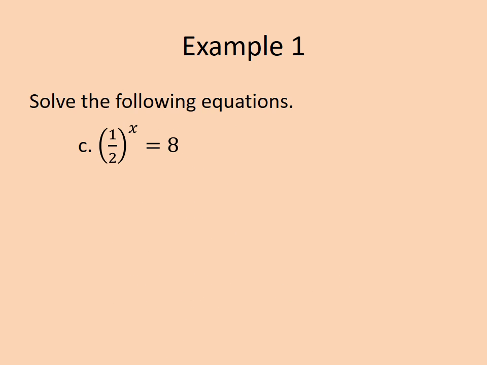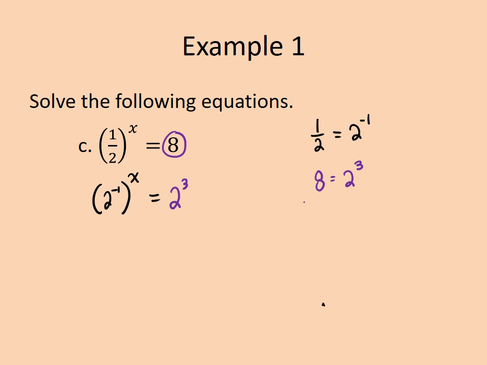In order to solve this example, we must rewrite everything as a base of 2. 1/2 as a base of 2 can be rewritten as 2 to the negative 1 power. 8 as a base of 2 can be rewritten as 2 to the 3rd power. We will now go through and rewrite. 1/2 is 2 to the negative 1, all raised to the x power, and 8 is 2 to the 3rd power.